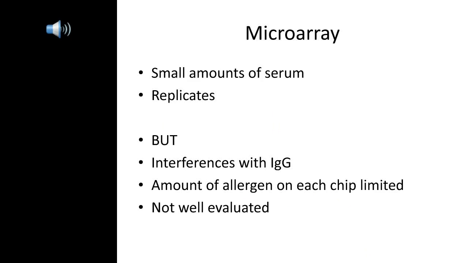Even though small amounts of serum can be used with this, and you can get replicates, the basic problem with microarray is we're back to the future in that the amount of allergen that can be put on each chip is limited, and therefore the sensitivity of microarray for these components has not been well evaluated, and you can get interferences with IgG. So once again, early days in terms of clinical uses.